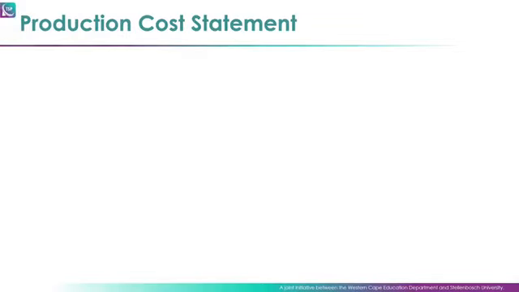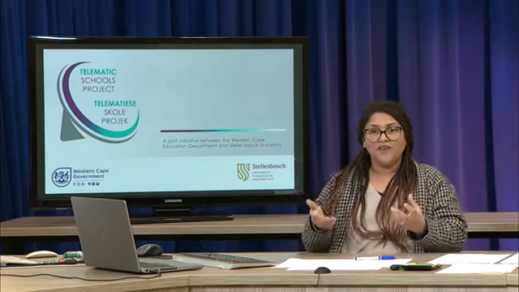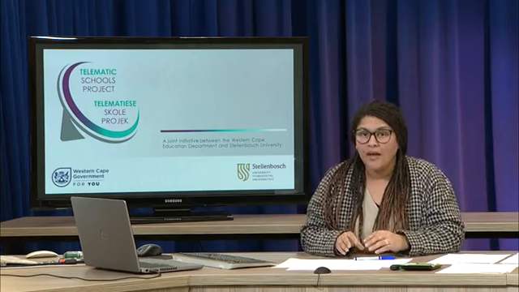Let's go to the next one. Very importantly, your production cost statement. And essentially what we are trying to figure out here is the total cost of the production of all the units produced. So what is familiar there? Direct material plus direct labor is equal to your prime costs. Then we have factory overheads, which is all your indirect costs within your factory. That will give you a total cost of production for the year. However, we're going to add the work in process at the beginning of the year. So the work in process at the beginning of the year is the items that we did not complete at the end of last year.